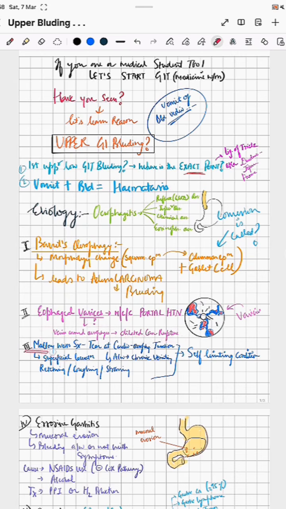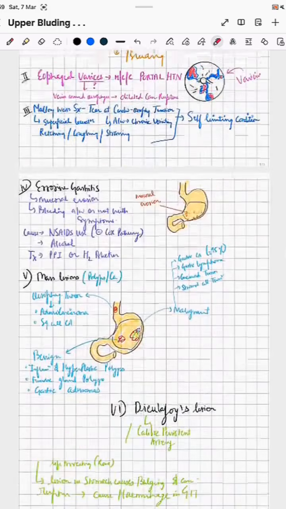And then third, we have Mallory-Weiss syndrome, which is basically a tear at the cardioesophageal junction, and it is a superficial laceration along with chronic vomiting or retching, coughing, or straining. It is a self-limiting condition. It will get better with time.